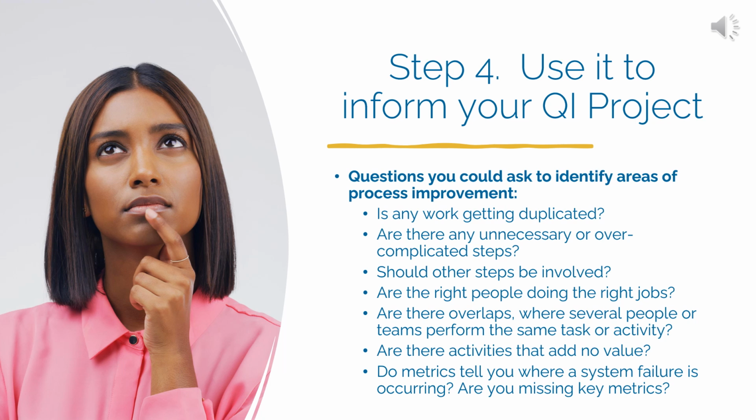Are you missing something? Are the right people doing the right jobs in this process? Perhaps there are too many people involved and it could be simplified. Are there overlaps where several people or teams do the same task or activity? Are there activities that add no value? Do the metrics tell you where a system failure is occurring? Or are you missing any key metrics?